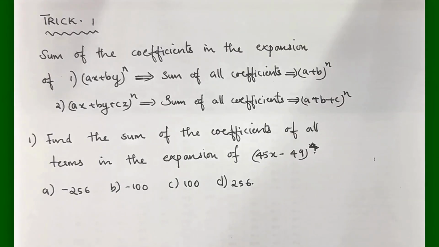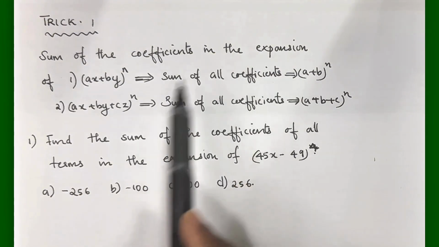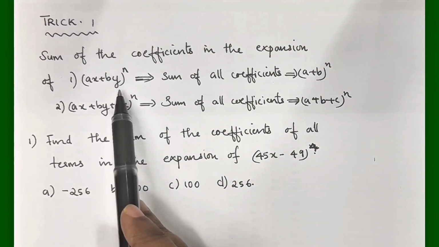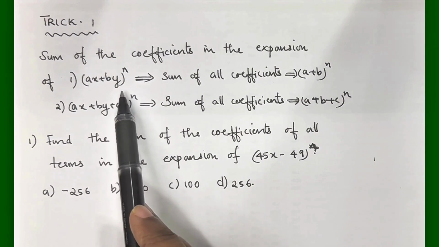Hi everyone, in this video we are going to learn some of the amazing shortcuts or tricks from the chapter Binomial Theorem. Trick number 1. To find the sum of the coefficients of all the terms in the expansion of (ax + by)^n, any expression of this form.